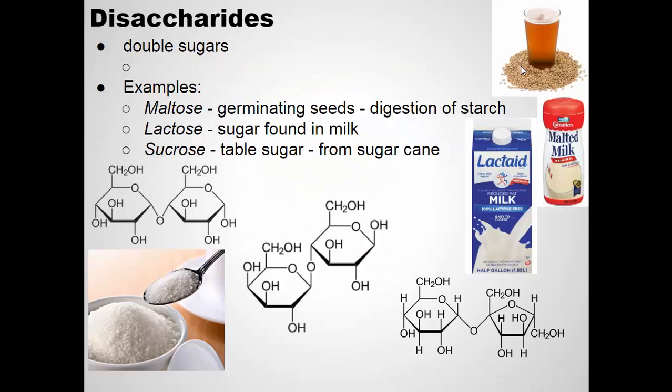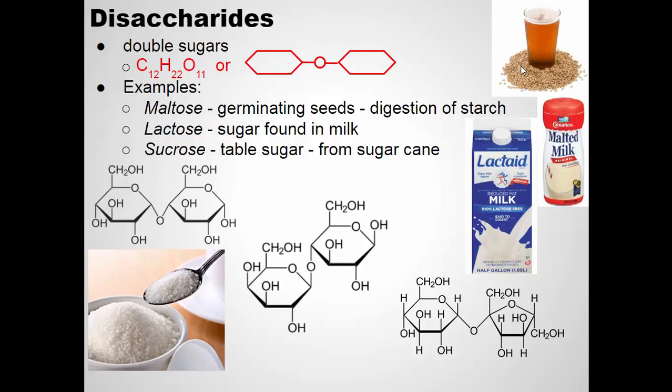All right, so disaccharides are two of these monosaccharides combined. They're double sugars, di meaning two. So if we have these two hexagons connected by an oxygen, that would indicate a disaccharide. Some examples of disaccharides you might be familiar with are maltose, lactose, sucrose.